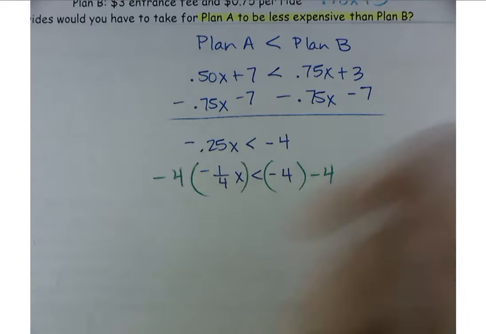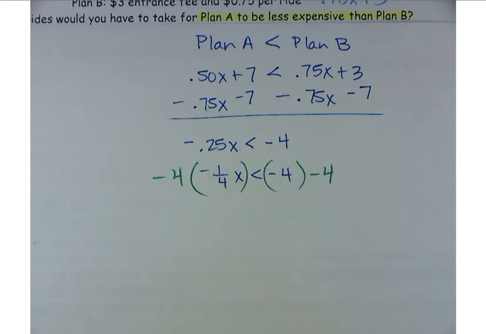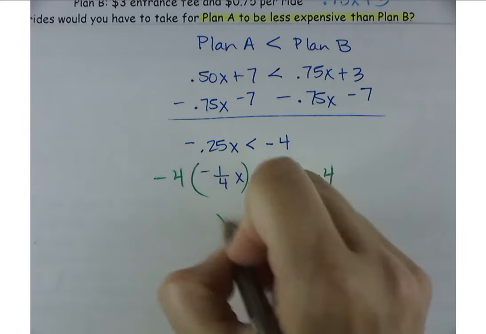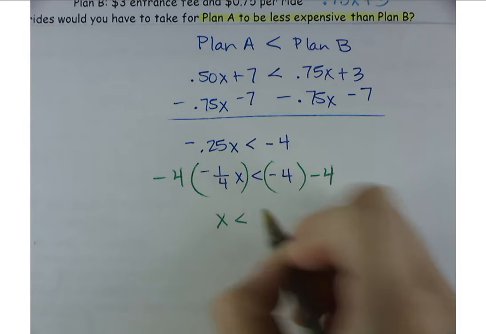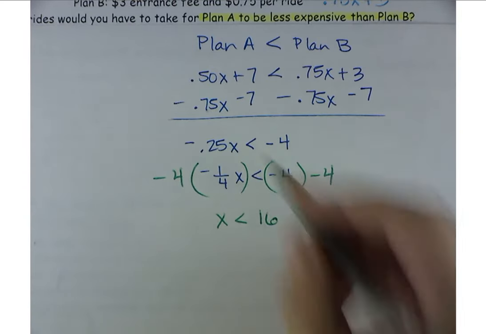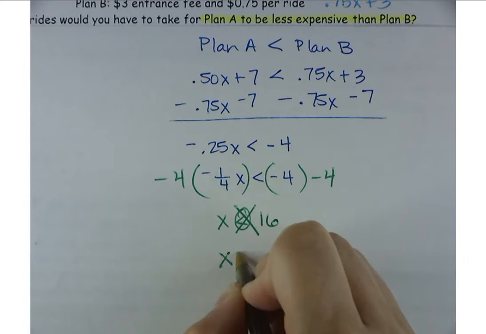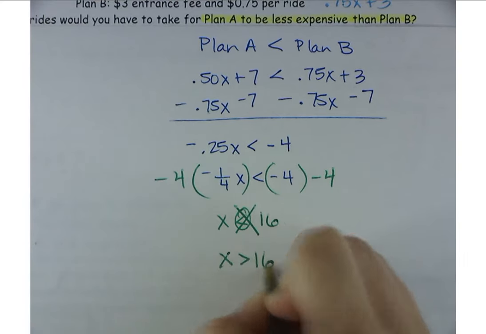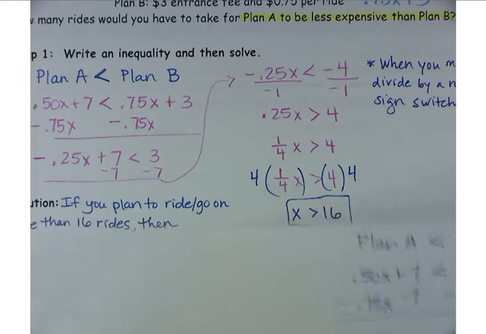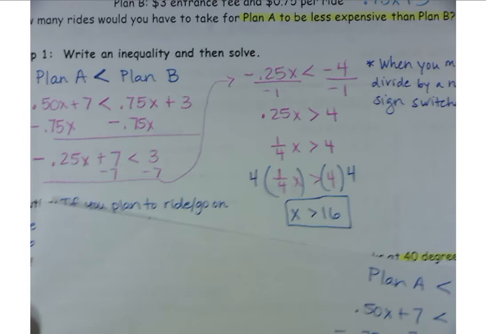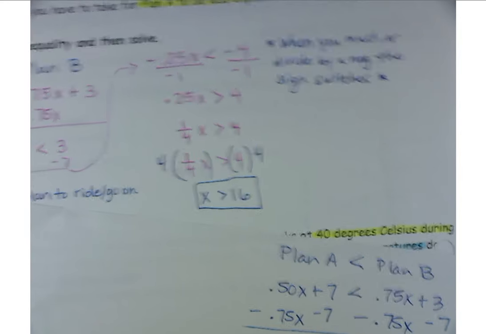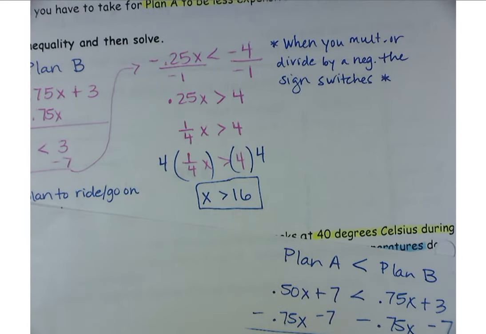Okay, now when you multiply both sides by a negative, something special happens. Do you guys remember? Yeah, the sign is going to flip. So it has to be x is greater than 16. Okay, and I actually wrote a little note there. So when you multiply or divide by a negative, then you have to flip the sign.